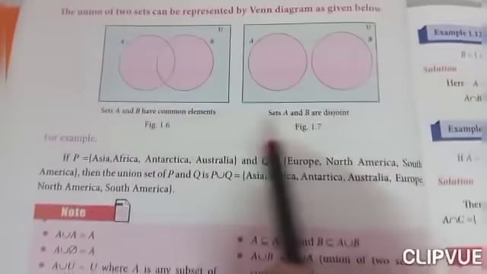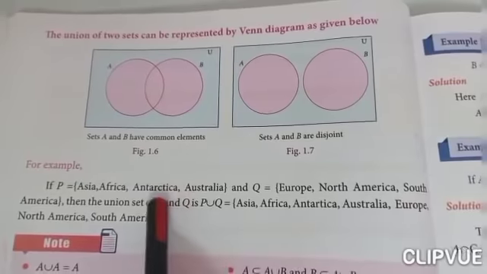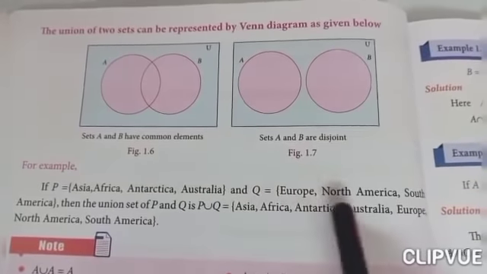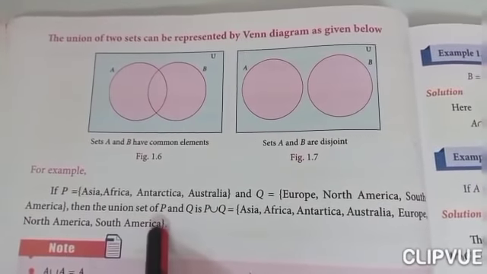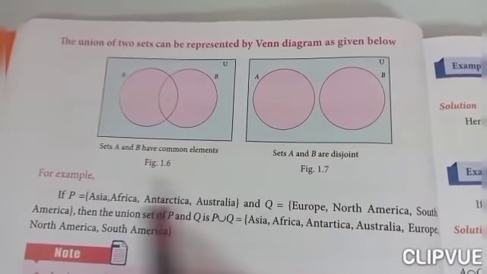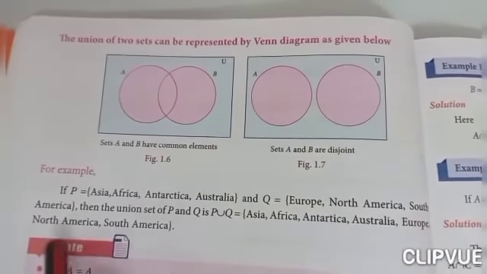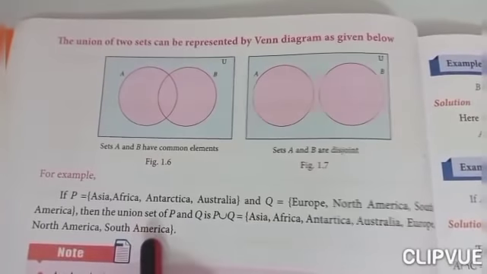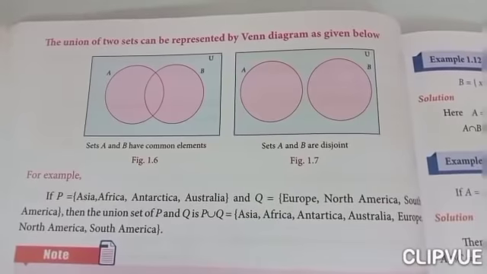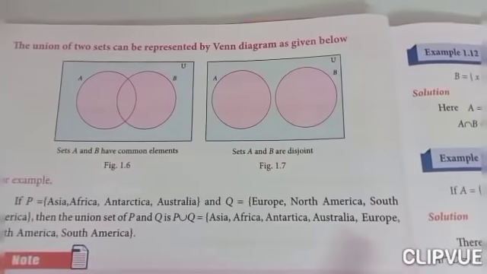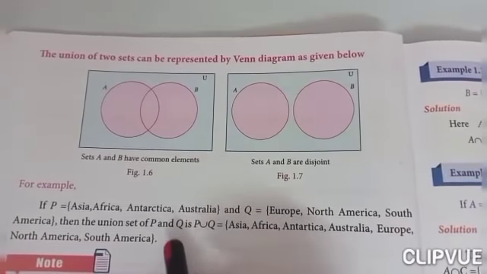Here they have given one example. P equals to Asia, Africa, Antarctica and Australia. Set Q equals to Europe, North America and South America. Then the union of P and Q: two sets we are joining. Asia, Africa, Antarctica, Australia and Europe, North America, South America. Suppose we take the intersection, there is no common element. That means it is a null set.